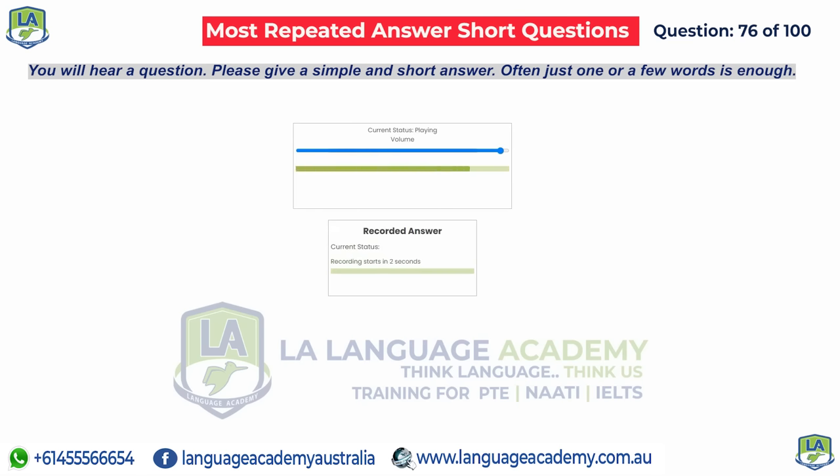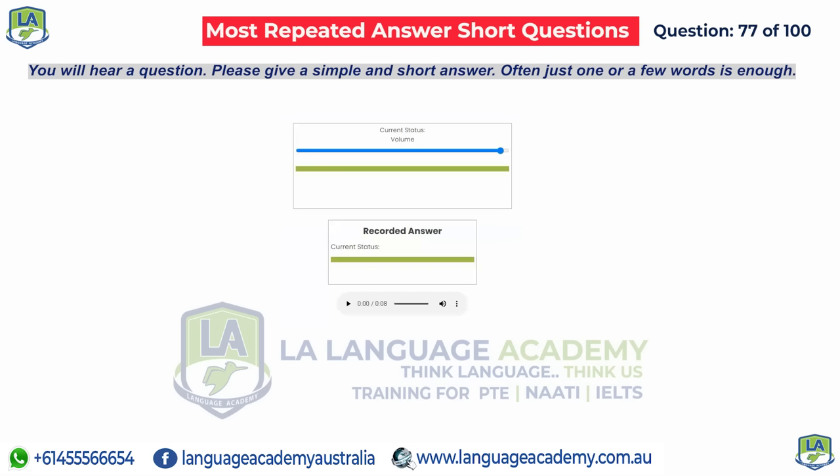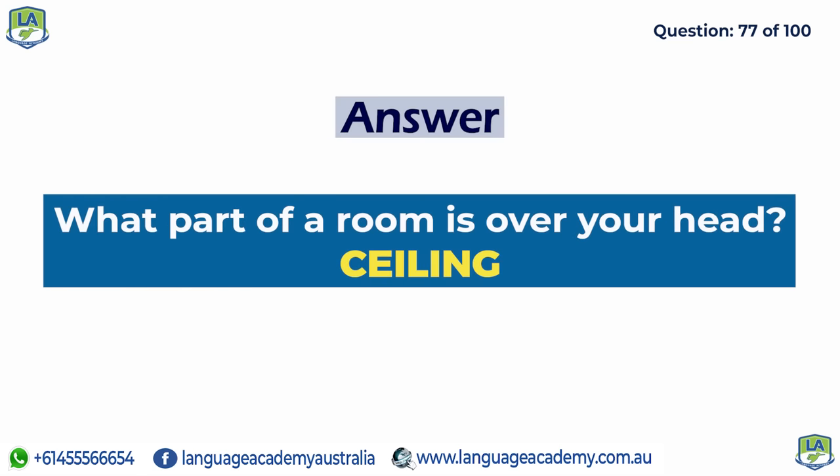What is the opposite of even numbers? Odd numbers. What part of a room is over your head? Ceiling.